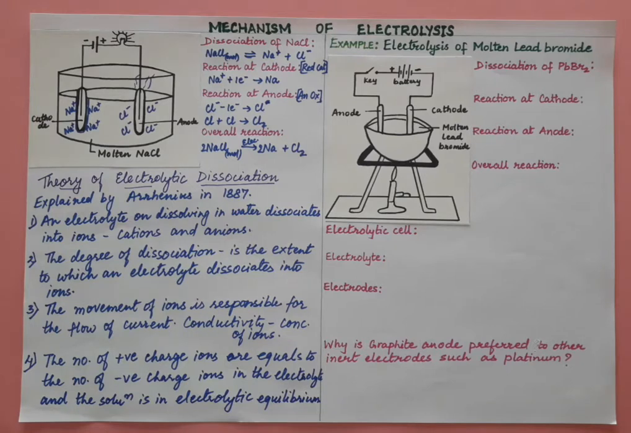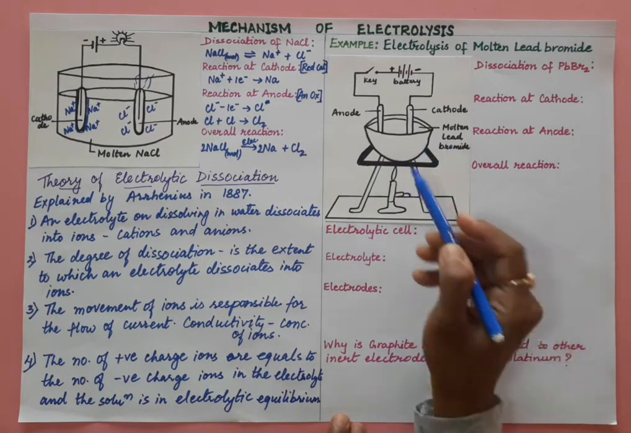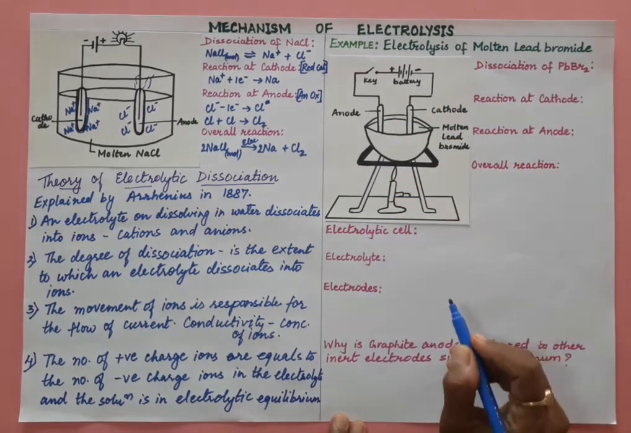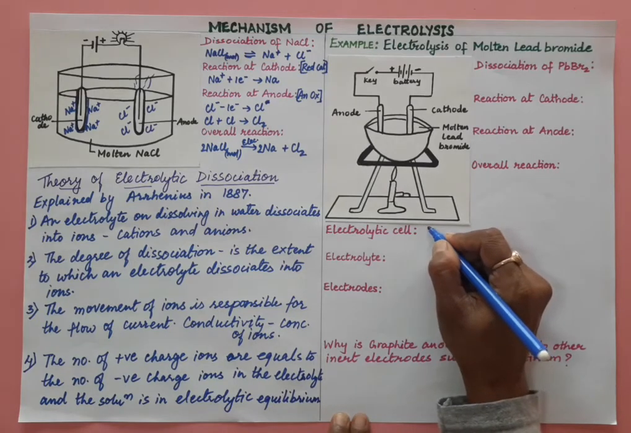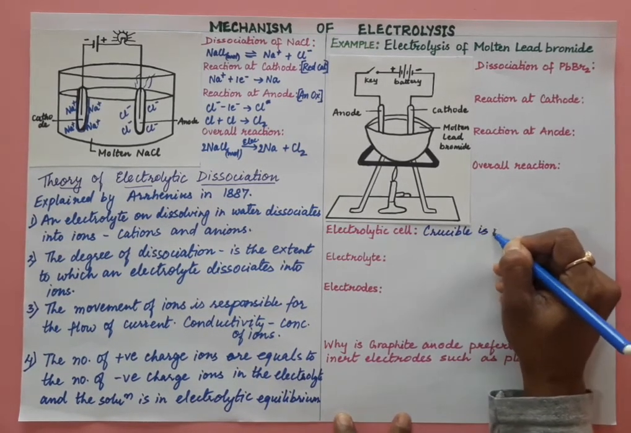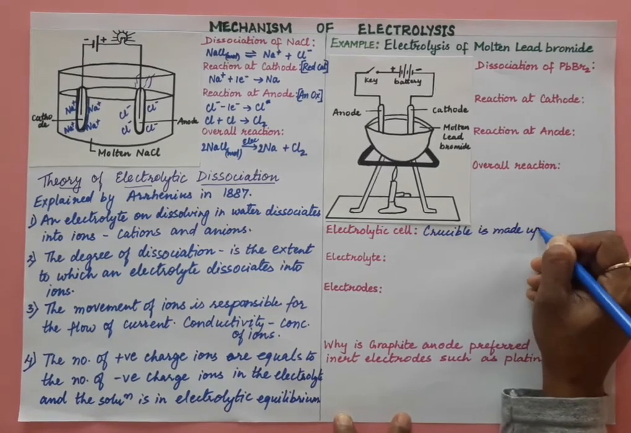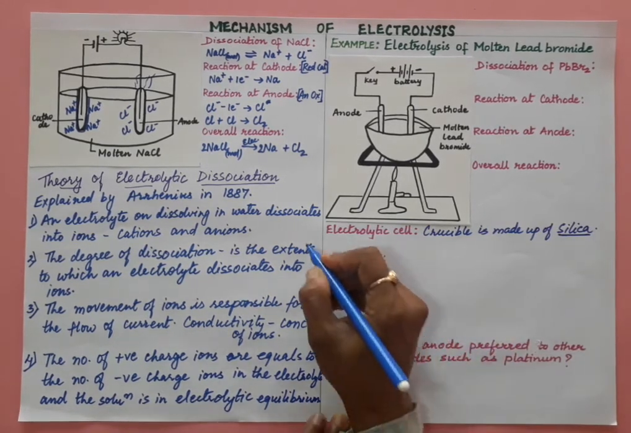Now another example of electrolysis we will take is the electrolysis of molten lead bromide. This is a crucible, and this is the whole electrolytic cell, and the crucible is made up of silica. Why is it made up of silica? There is a special reason behind that.